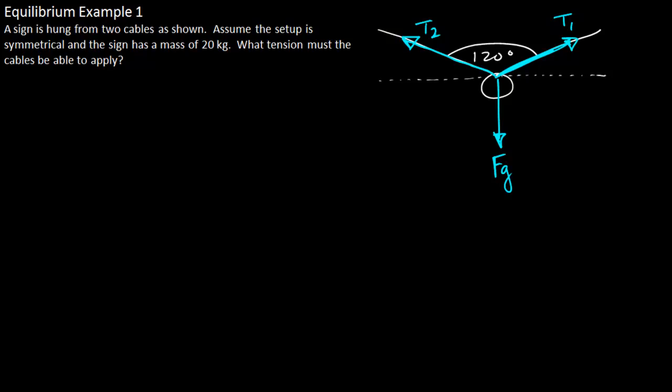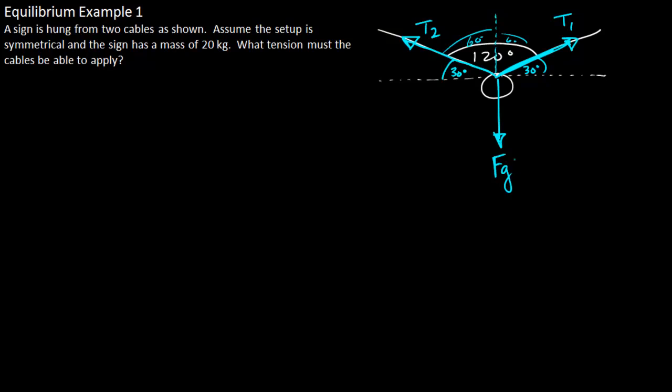Now, because it says this is symmetrical, we can assume that there is a 60-degree angle between the vertical on each side, which means that there's a 30-degree angle between the horizontal and each cable on each side as well.